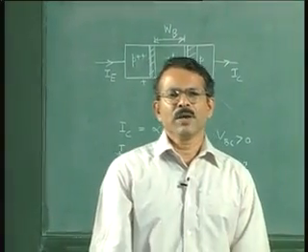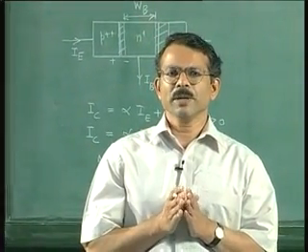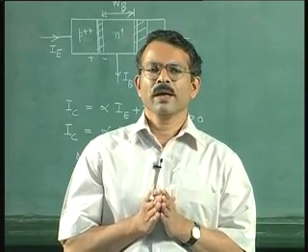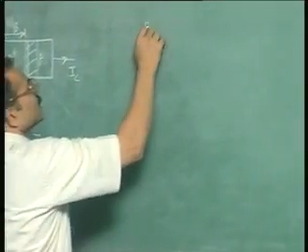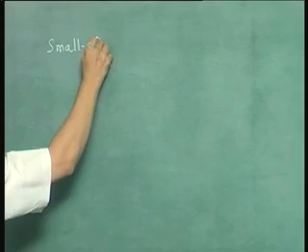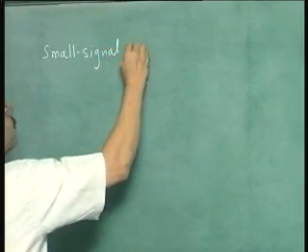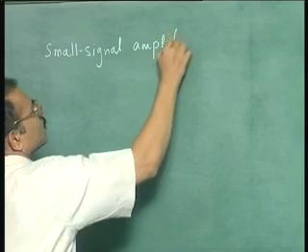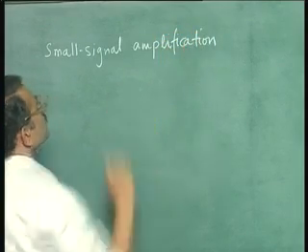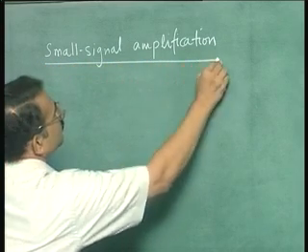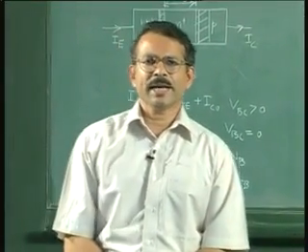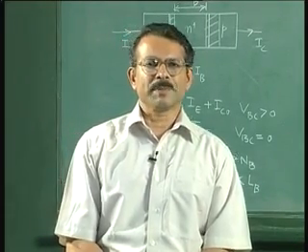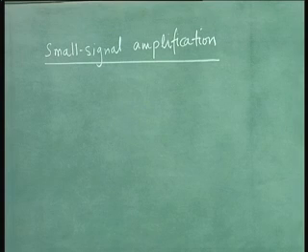Now, in this lecture, we will see how this transistor action can be used for the purpose of amplifying small signals. So the topic in this lecture is small signal amplification. Now, let us look at the biasing arrangement for this purpose. The biasing arrangement is as follows.